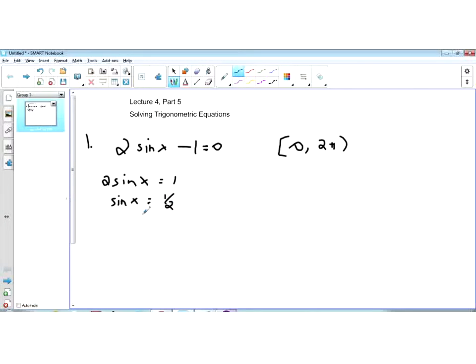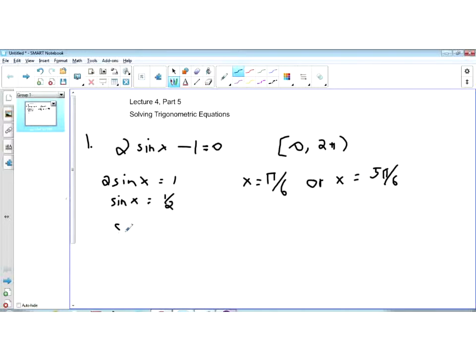Well, we should recognize that on 0 to 2 pi, if you don't have this memorized already, x can equal pi over 6, or x can equal 5 pi over 6. And if you need convincing, you can always look at the graph. All right, so that's the solution on 0 to 2 pi.